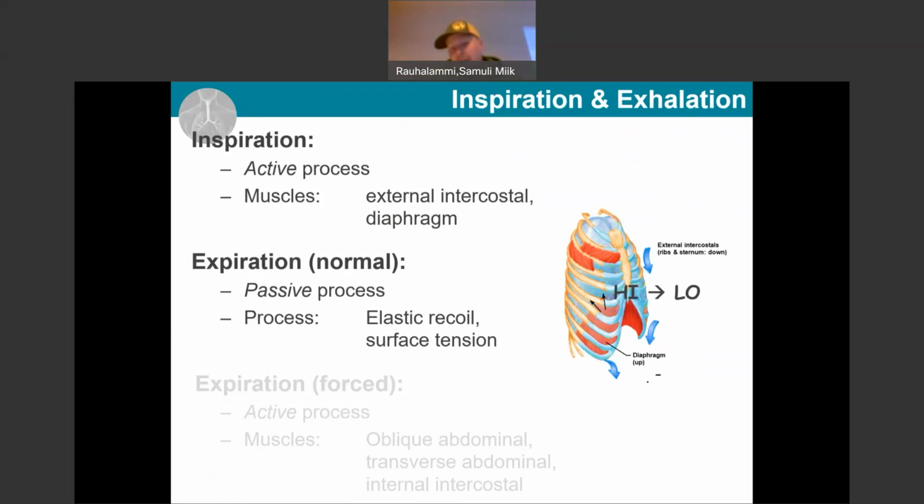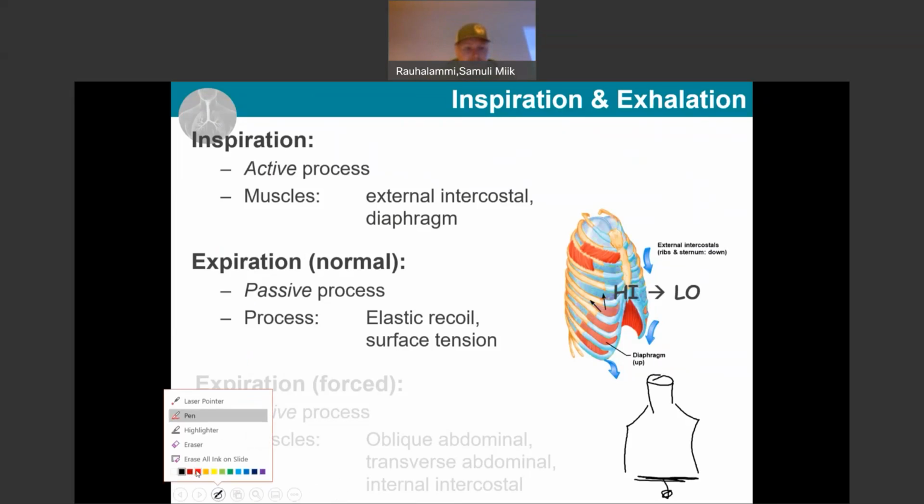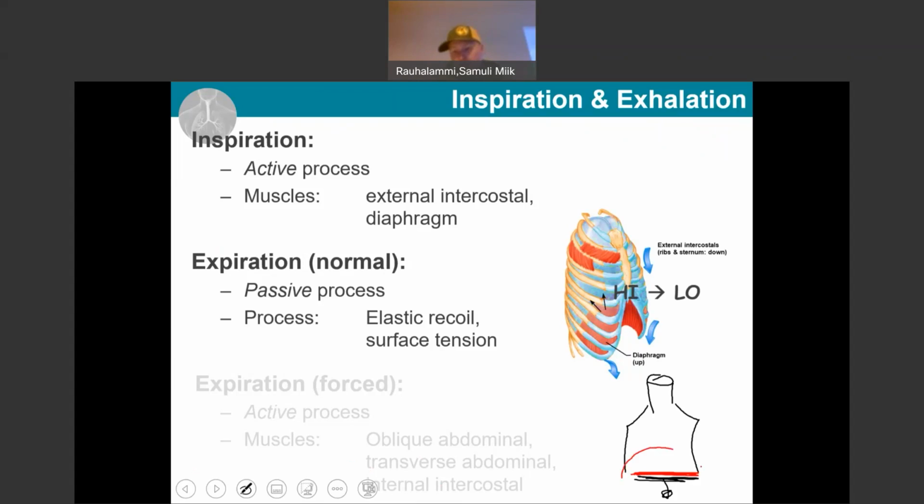So in this case, we've got the syringe that I just drew earlier on. Initially, the diaphragm was domed and we flattened it down to make the chest bigger. Now that we're breathing out, when we let the diaphragm relax, it naturally returns to this dome-shaped appearance.